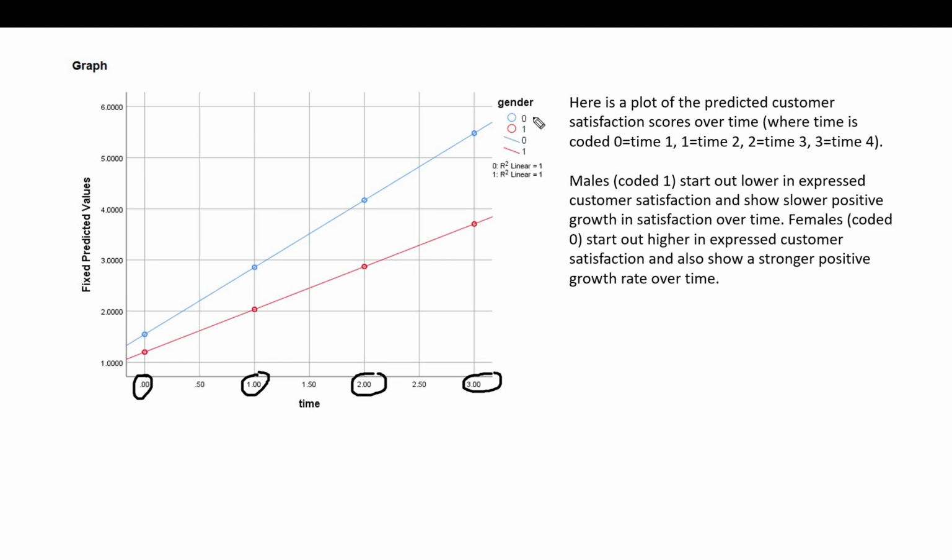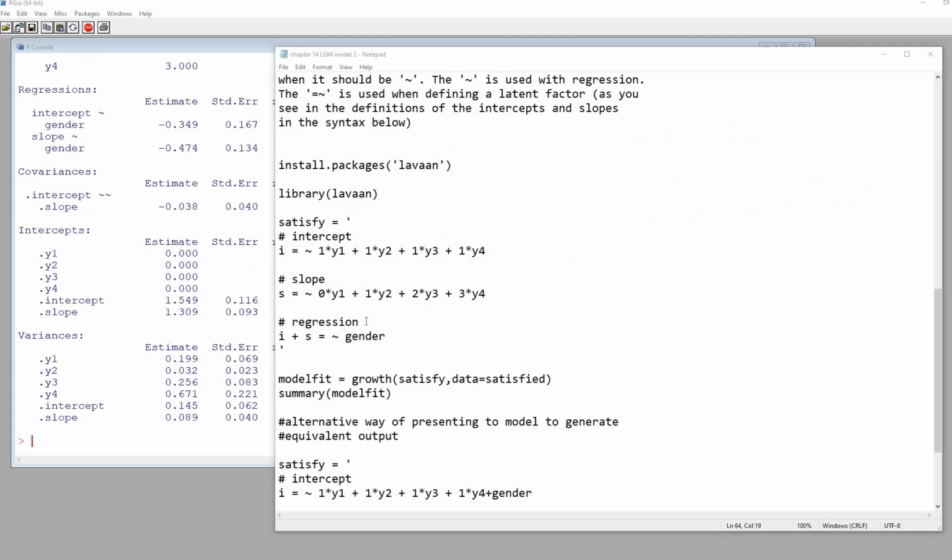And so you can see the blue is essentially for females, and the ones are for males. And you can see right here that males at time 1 were predicted to score lower in terms of satisfaction relative to females, and also the growth trajectory for males was weaker than it was for females. So that pretty well concludes the general analysis.